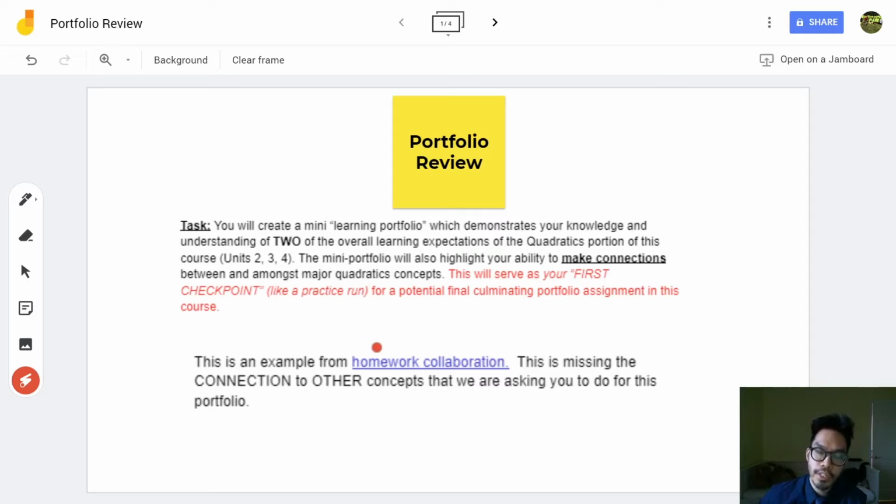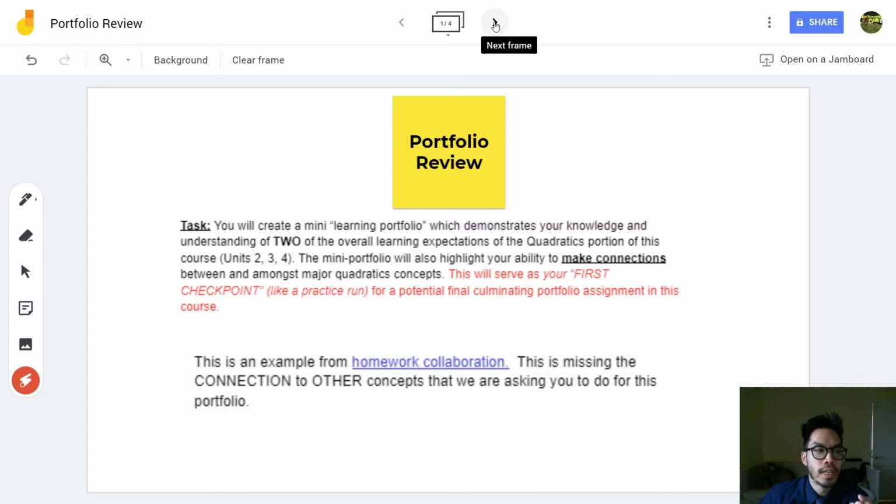And then further down the assignment, I gave an example of homework collaboration right here. And I tried to highlight for you that this is missing the connection to other concepts that we're asking you to do for this portfolio. So that homework collaboration was a great one. It's a great exemplar, but it doesn't do everything I'm asking you to do, which is make connections.